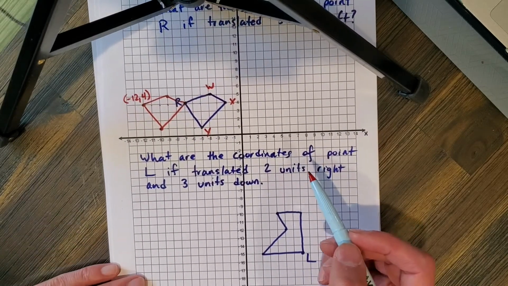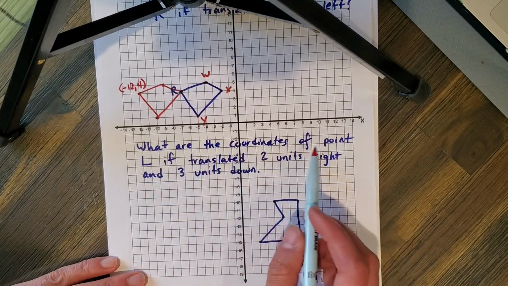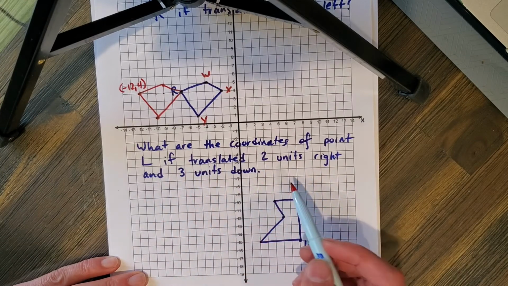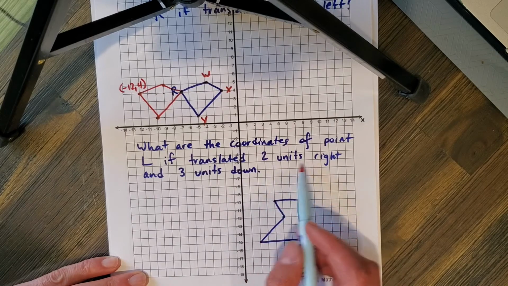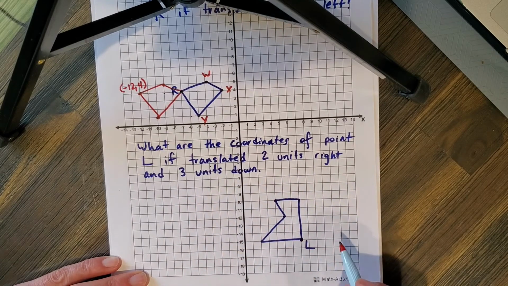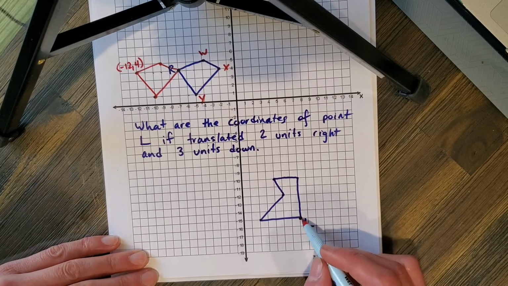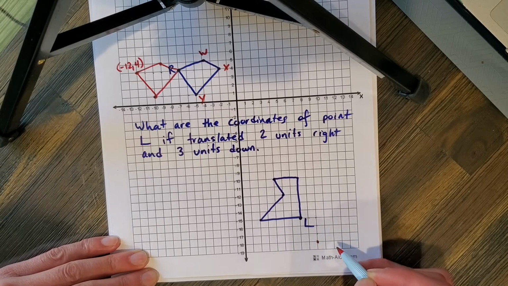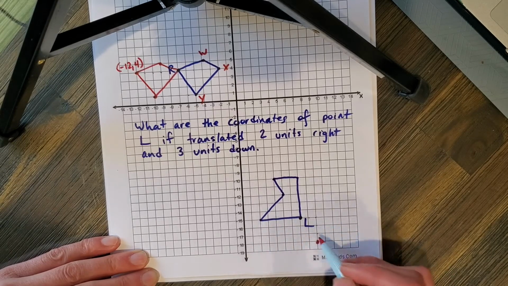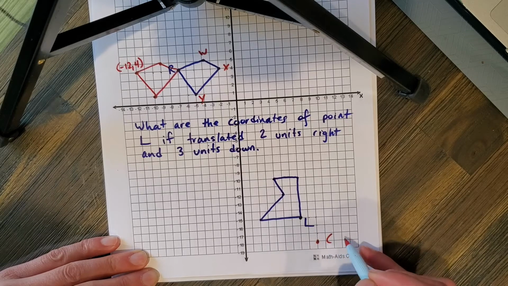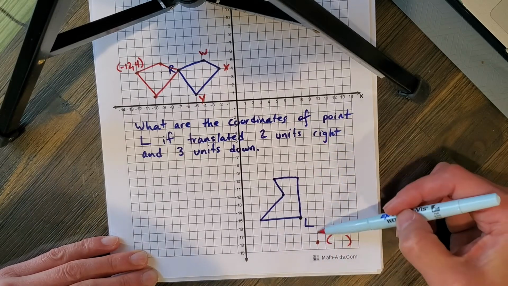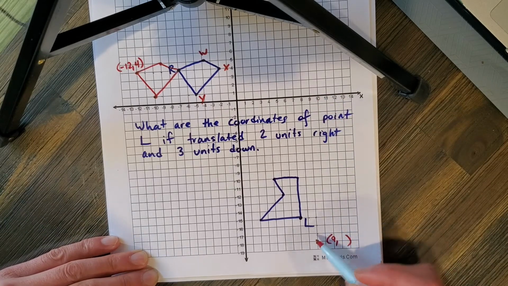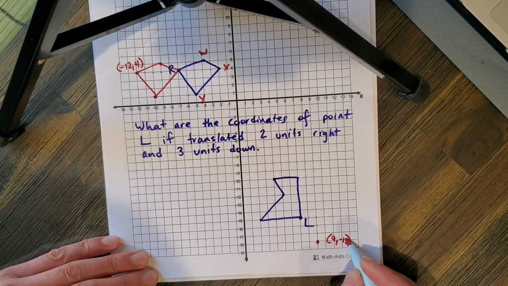Okay? Now let's end with this one here. What are the coordinates of point L if translated 2 units right and 3 units down? So 2 units right and 3 down. So from point L, which is down here, I'm just going to go 2 units right, 1, 2, and then 3 down, 1, 2, 3. So right there. If I did that to, well, let's finish this one first. So L would be then, what would this point be? Well, let's see. It's at 9, and then down at negative 18.